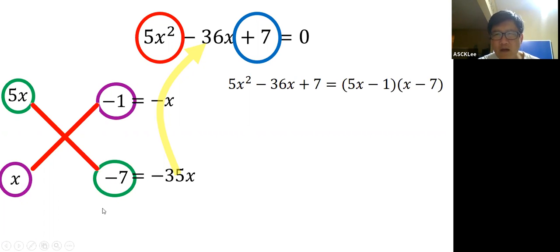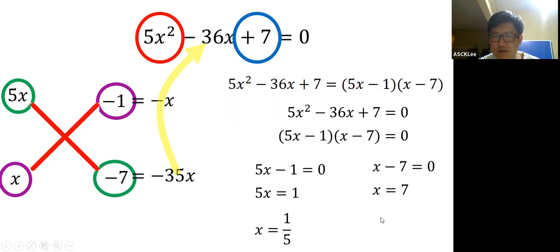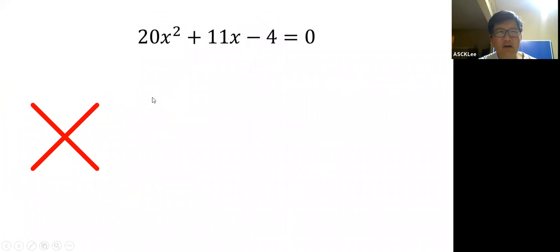Rewrite your question, replace the left side with your factors and apply the zero product rule, zero product property, and you have x equals 1 over 5 and x equals 7. Simple, very, very simple. Okay, you get the hang of it, you will master it in no time at all.